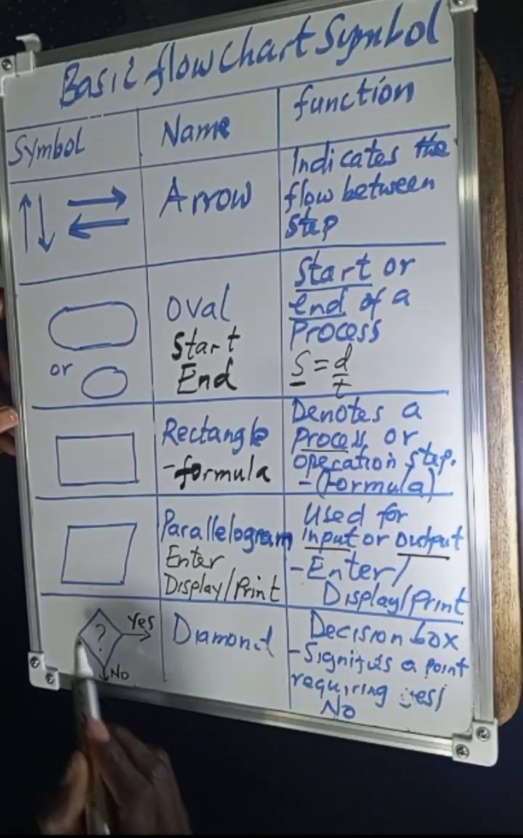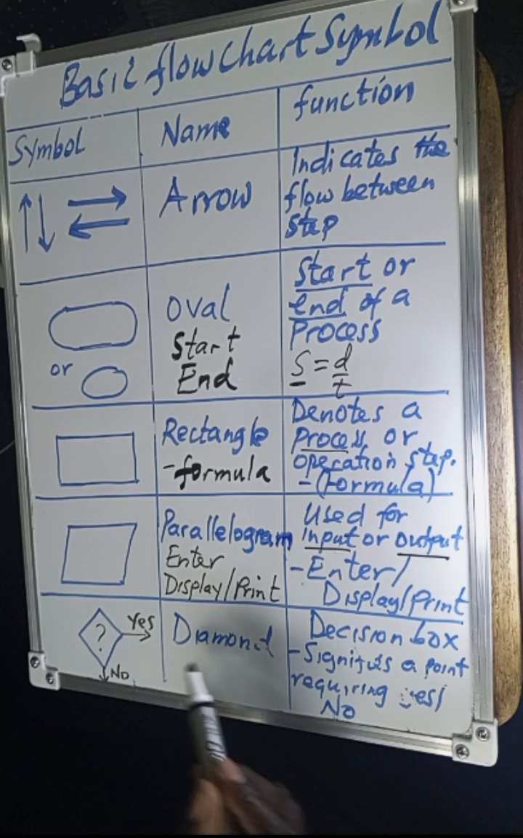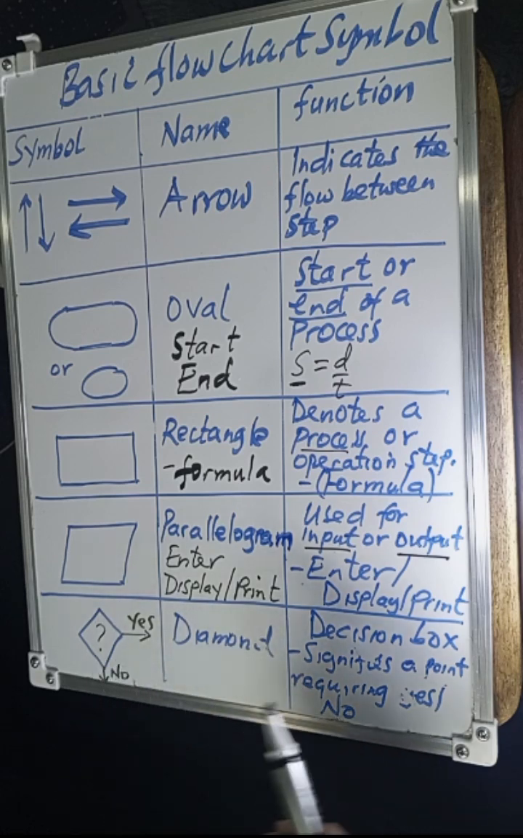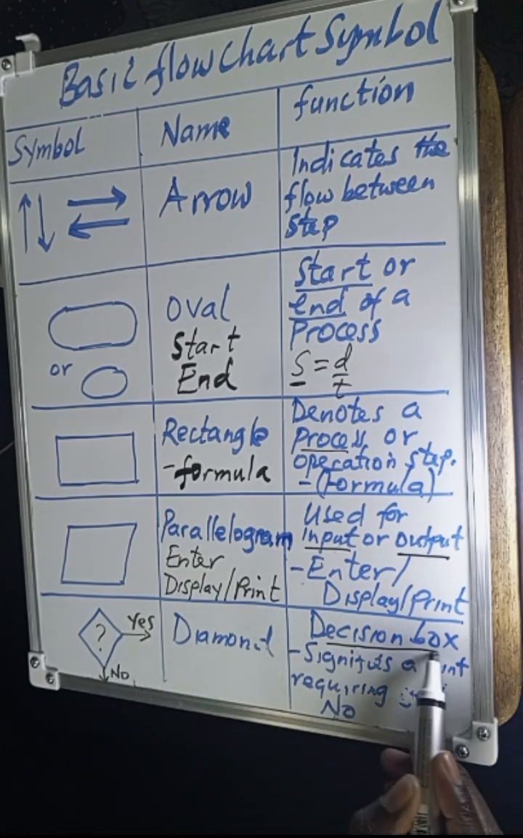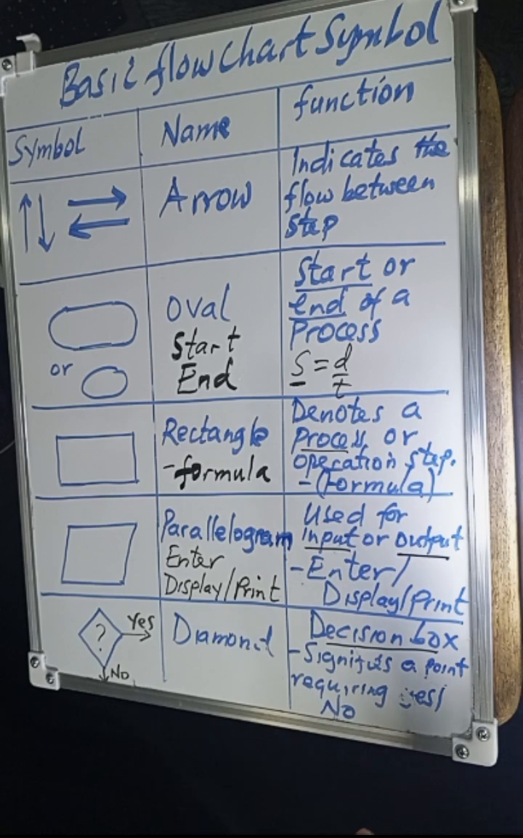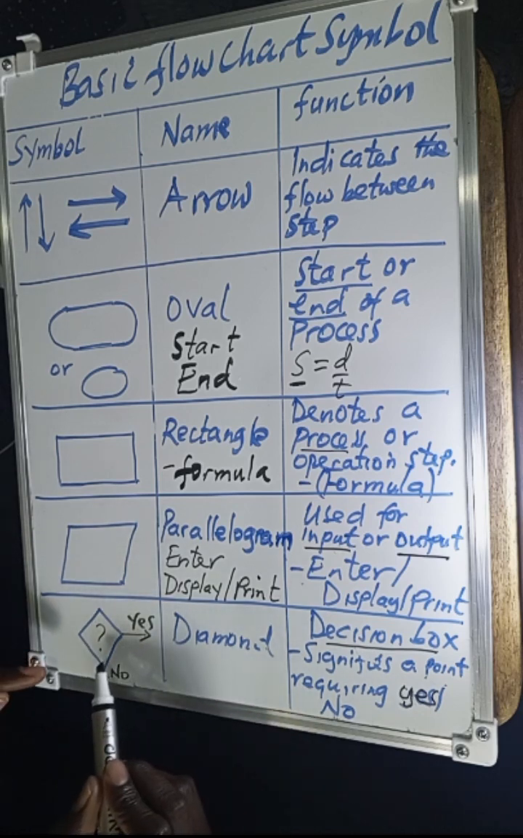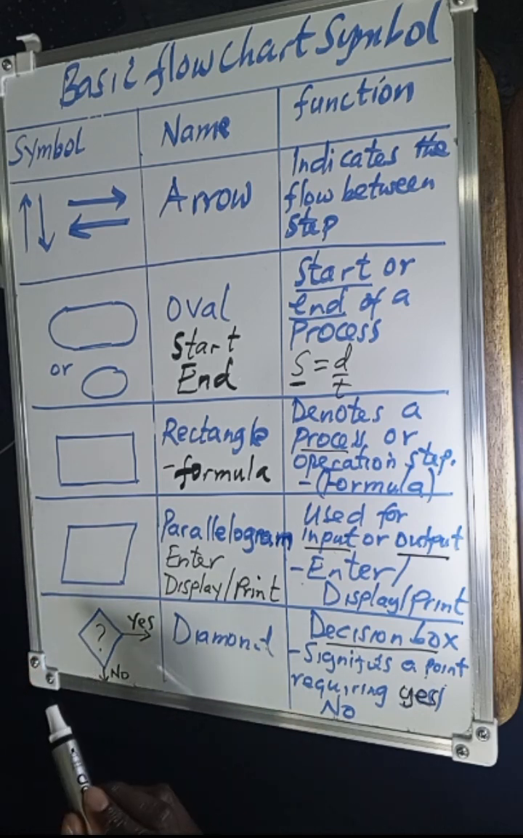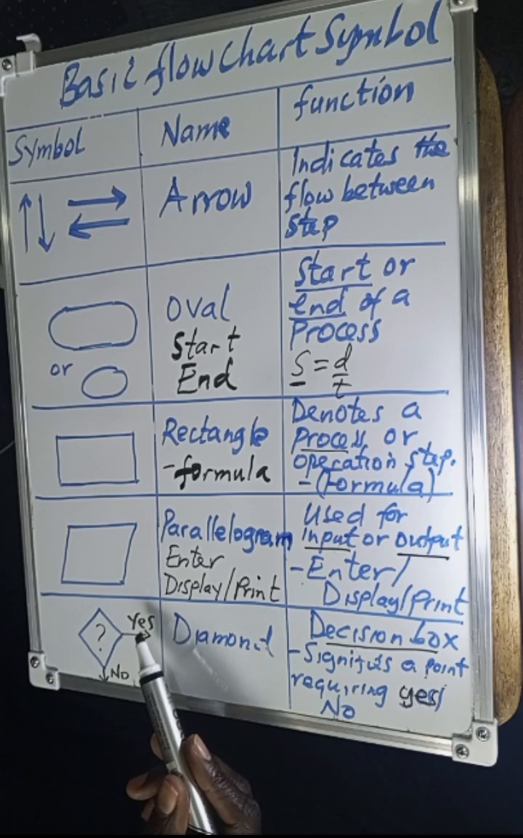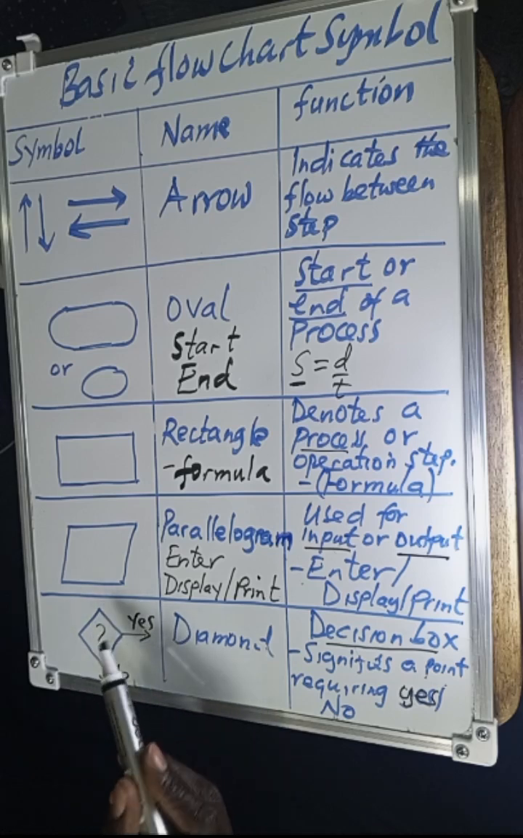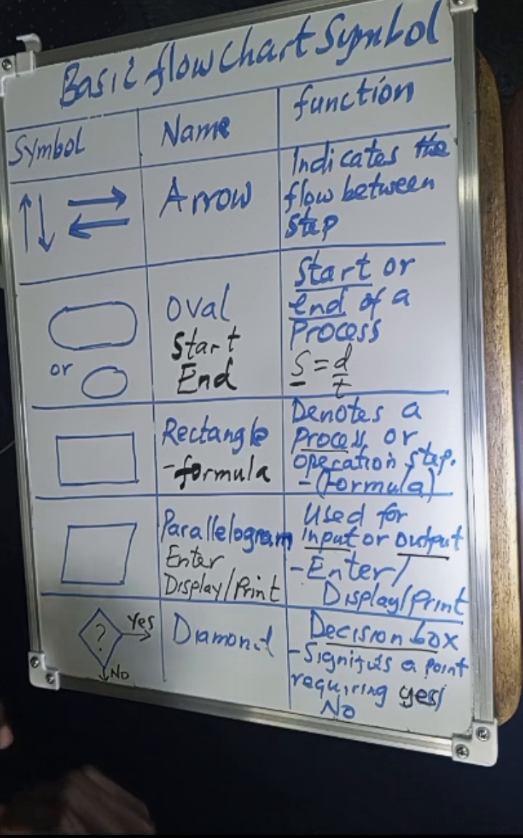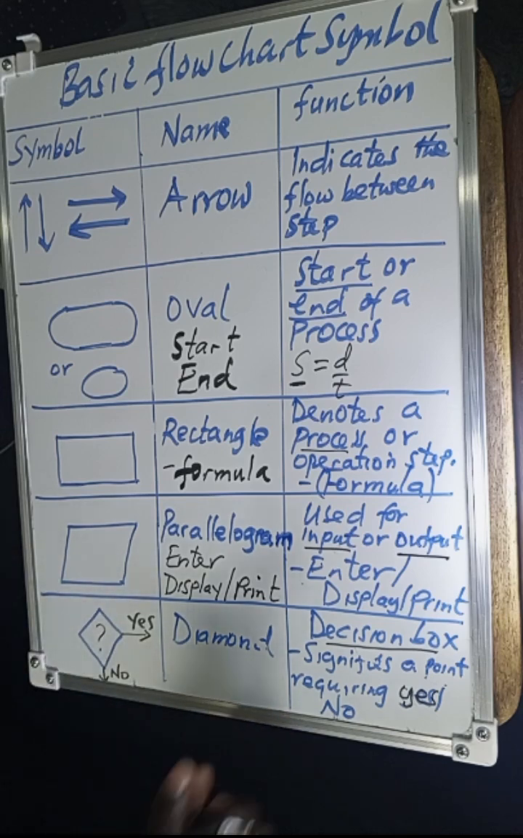Then, what we are calling a diamond is also known as a decision box. Why? Because it signifies a point requiring either yes or no. So you need to make a decision when you reach this box. Now the decision that you make can lead you to either a yes or a no, which will entail that you need to proceed in one of the directions based on the decision that you make.